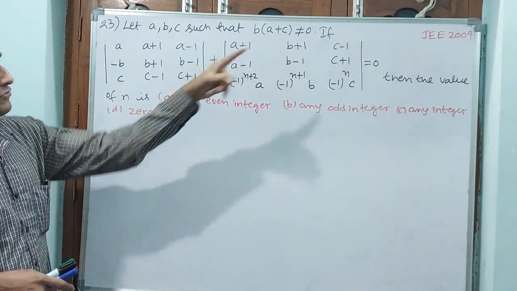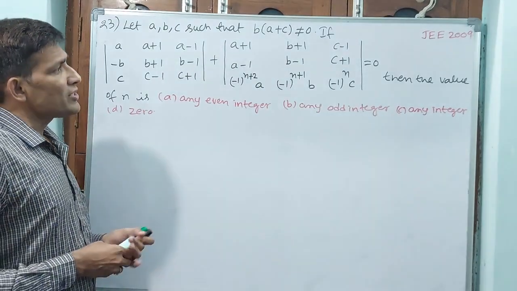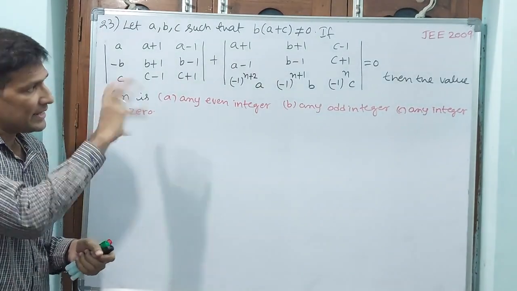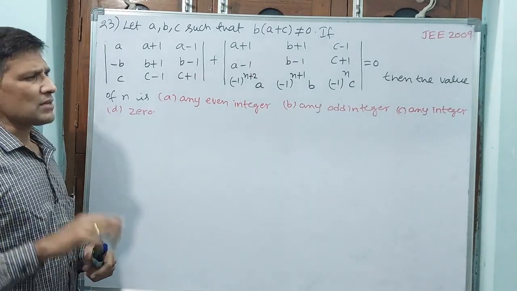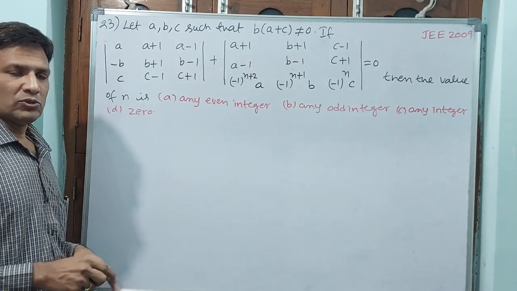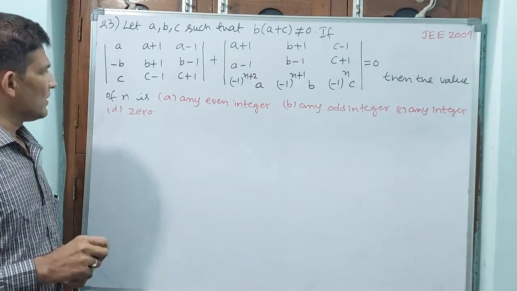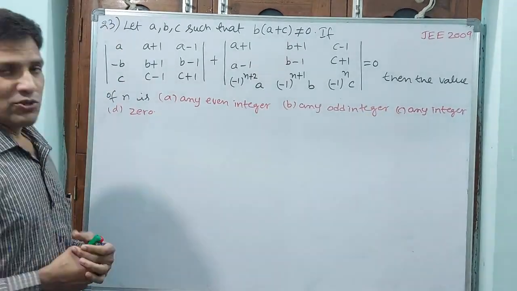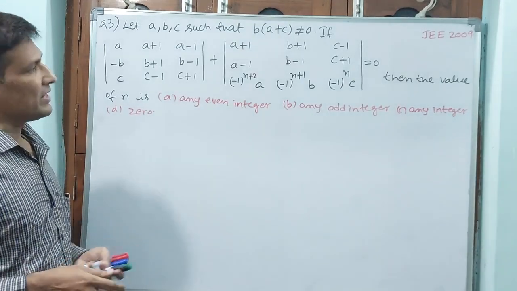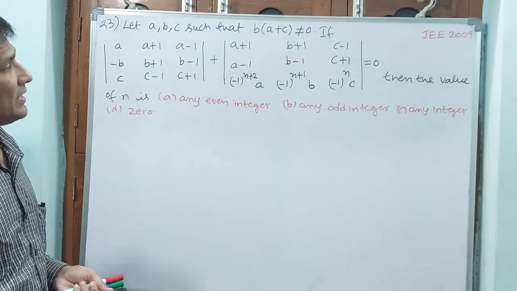See, this is also JEE question only. See, JEE normally directly they don't ask you, they ask thinking questions. Some questions we will learn from JEE also, it will be useful. Okay? Any even integer, any odd integer, any integer or 0, like they are asking. Okay, which one is correct. Okay, now proceed further.